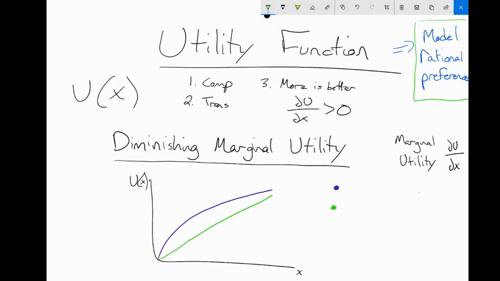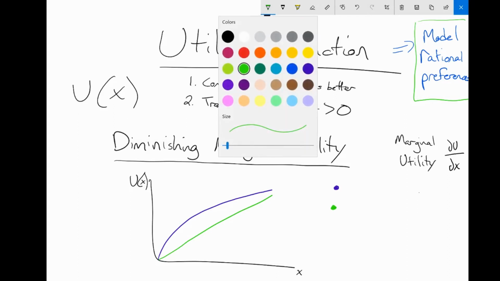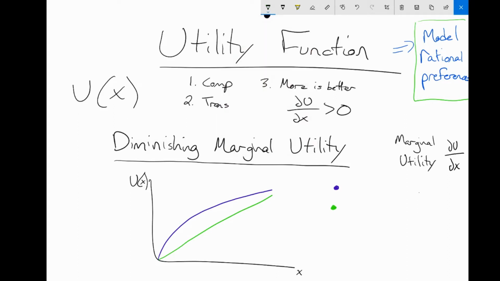Now the question is, which one of these does a better job of capturing utility, of explaining utility? Well, let's look at the purple one first. Actually, let's look at the green one first. All right. First, does it satisfy completeness? Let's use green. Completeness, okay. Transitivity, okay. More is better. The derivative of the green utility function is positive. All right, so that makes sense. It satisfies that. Great. But now, what about this diminishing marginal utility?